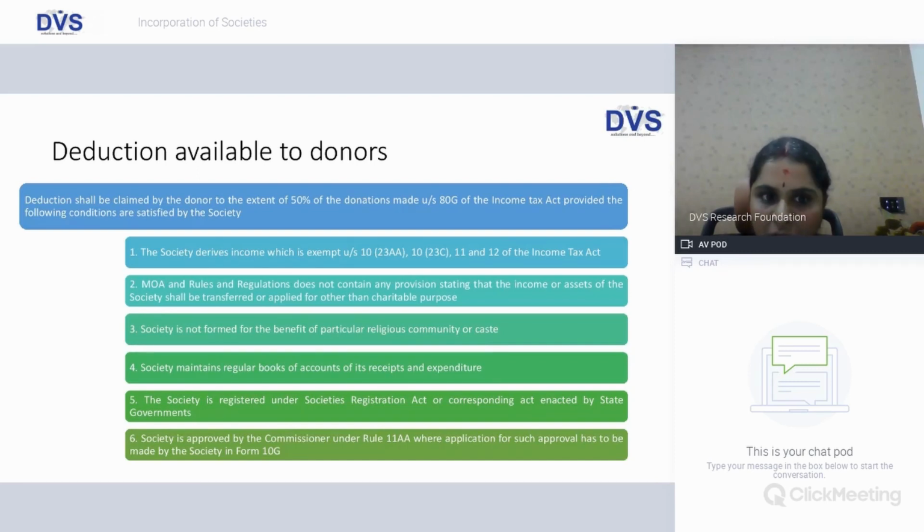And the society shall not be formed for the benefit of particular religious community or caste. Society maintains regular books of accounts and maintains the income and expenditure account, and it is registered under Societies Registration Act or the respective state legislation. Society is approved by the Commissioner under Rule 11AA, where application for such approval has to be made in Form 10G. So, Form 10A for your 12AA registration, Form 10G for the deduction available to donors under Section 80G.